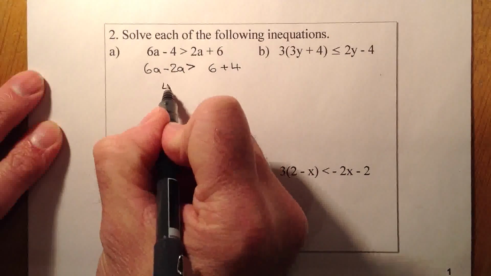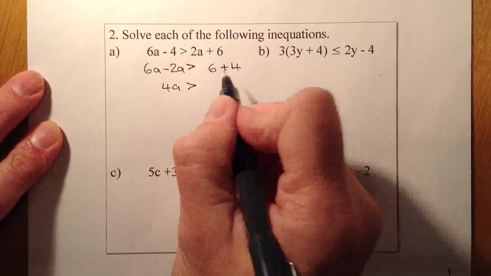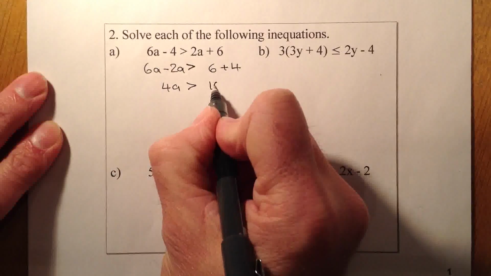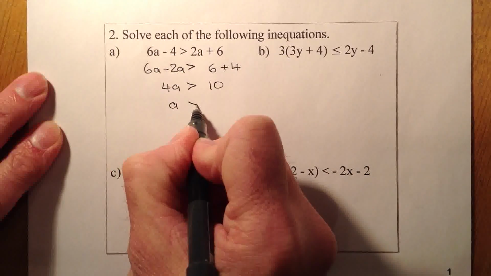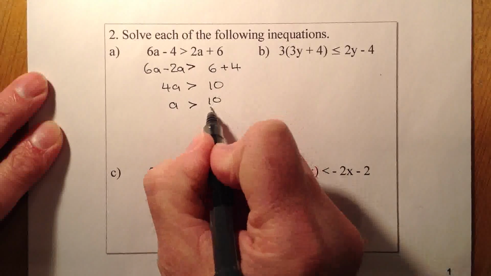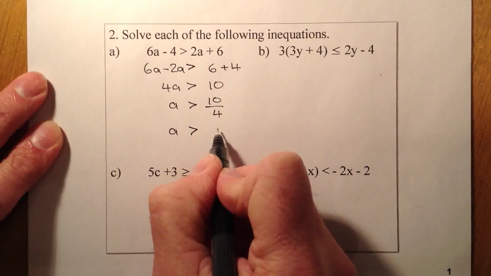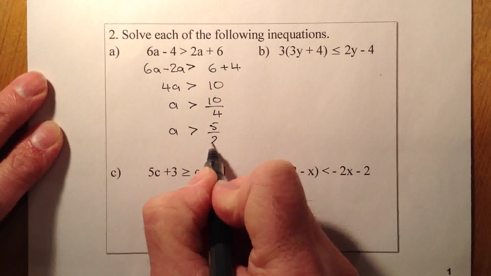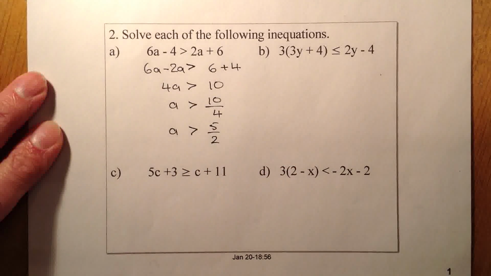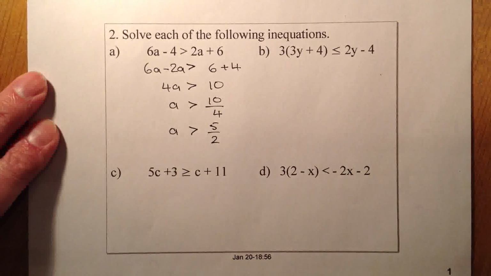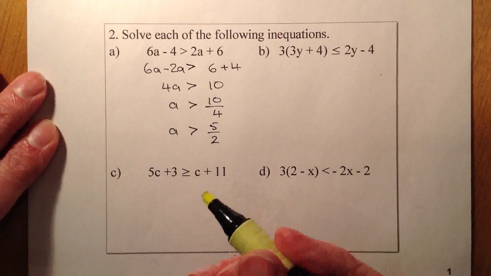Gather these together, gives me 4a, inequality sign, and what we have here is 10. So a is greater than 10, and I'll go divide by 4. So a is greater than, I'll just simplify that down by dividing top and bottom by 2, so that gives me 5/2.